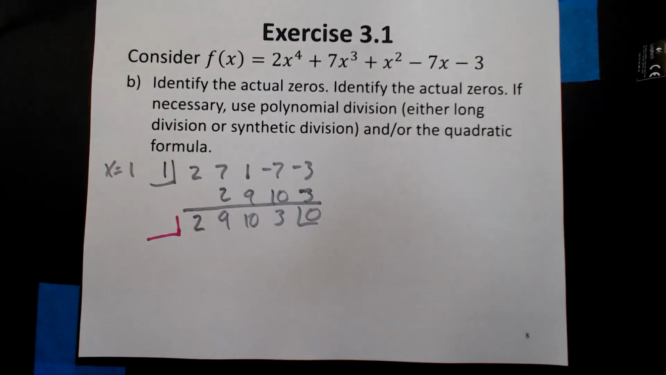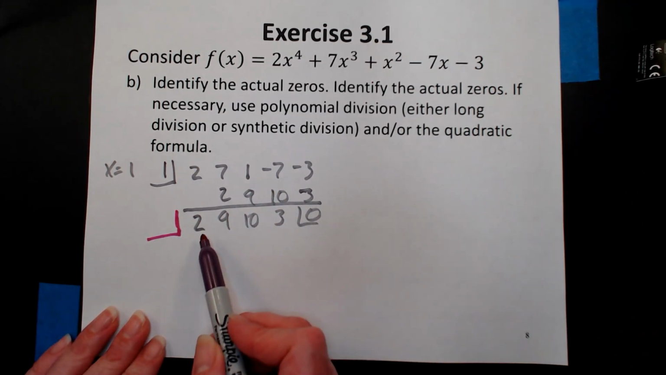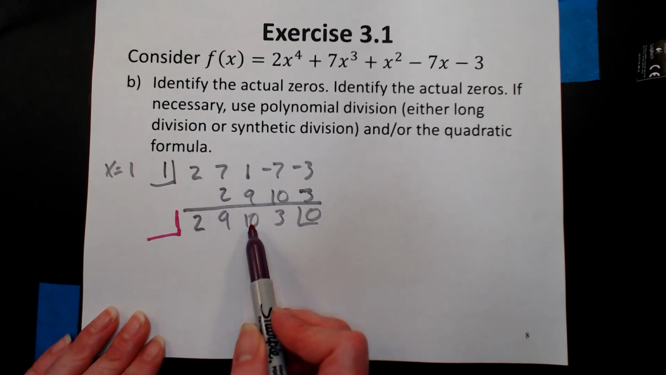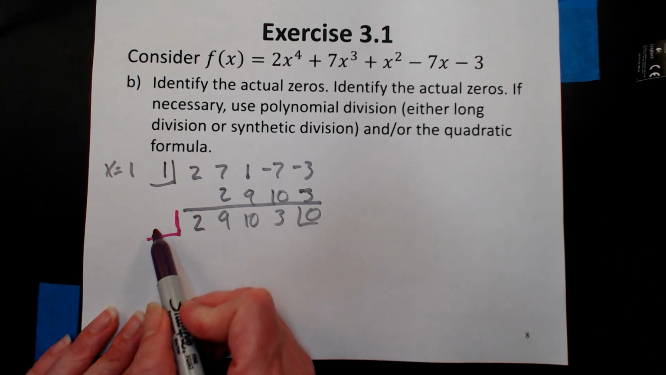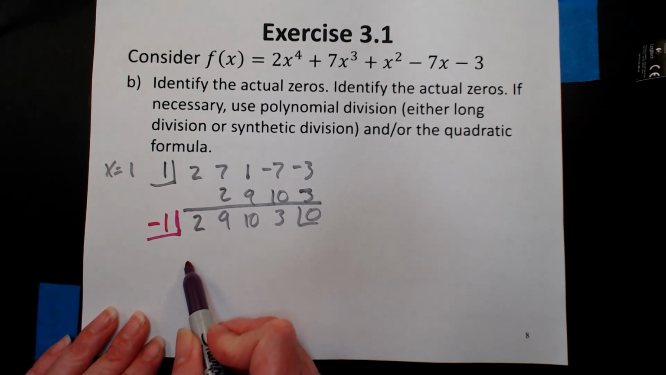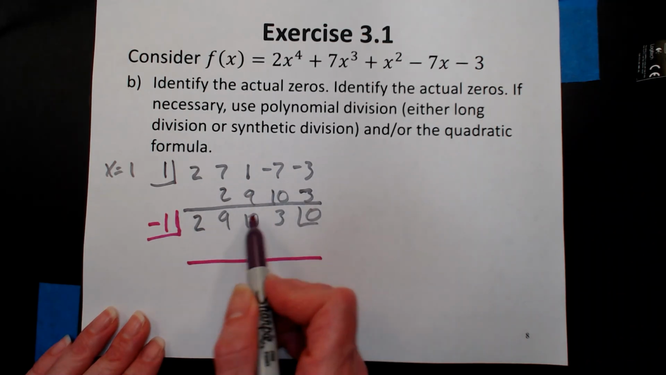So watch for that. If we want to do it again, here it looks like I have 2 and 9, and 10 and 3. I'm going to try -1 and see what that gives me. So let's try -1 this time. 1 could have been it again, but I don't think it is because we don't have any negatives in this right here.